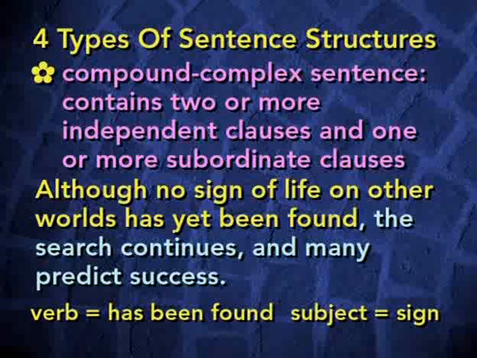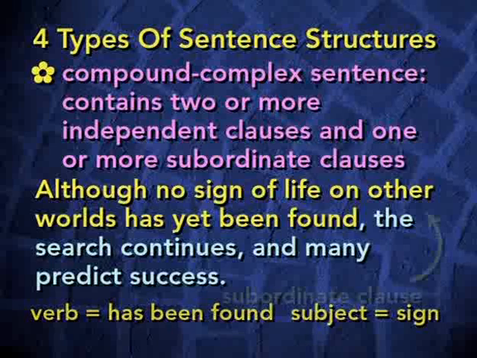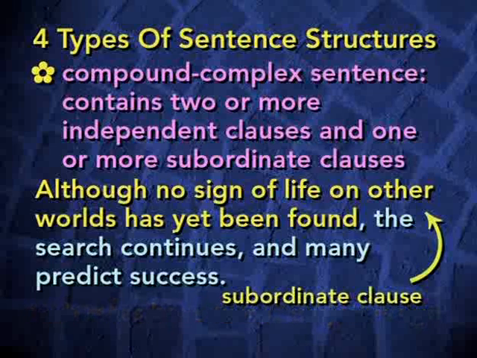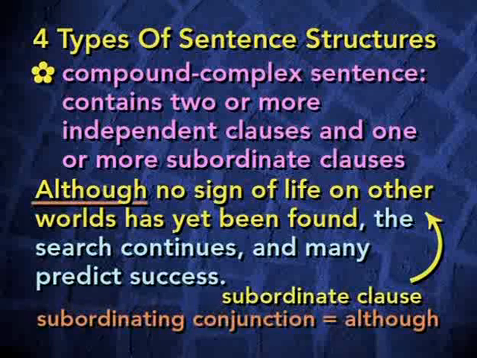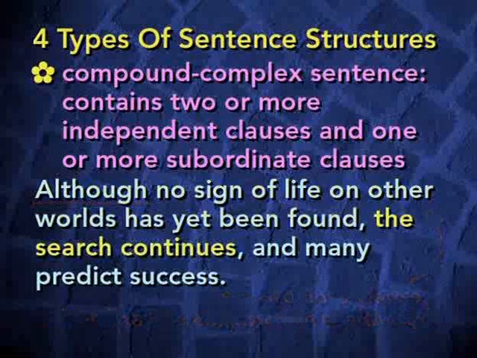The author seems to be building up to some conclusion, but no conclusion is presented. We can't tell what is supposed to happen as a result of the fact that no sign of life on other worlds has yet been found. We feel as though we're left hanging. Therefore, this clause doesn't express a complete thought, so it's a subordinate clause. The telltale sign, of course, is that it begins with a subordinating conjunction, although. Almost always, a clause that begins with the word although will be a subordinate clause and unable to stand alone as a sentence.